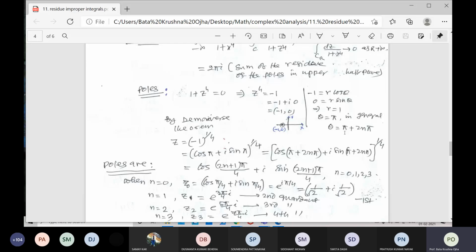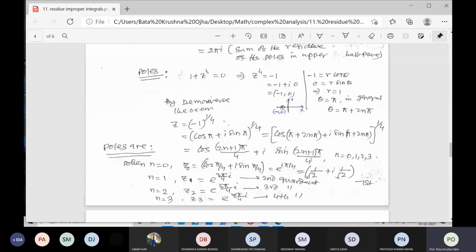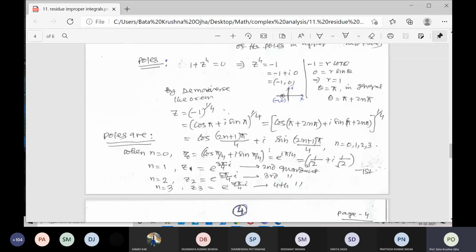So now z is equal to (minus 1) to the power 1 by 4, which is (cos pi plus i sin pi) to the power 1 by 4. Replace theta by pi plus 2n pi, and by using De Moivre's theorem we get this. What is the value of n? n is equal to 0, 1, 2, 3, because we are finding the fourth root, so we get 4 roots only.